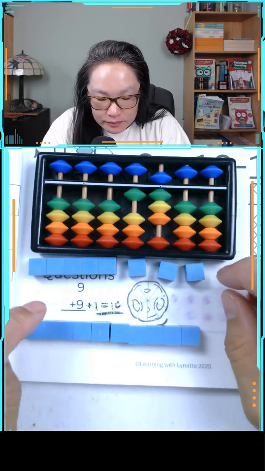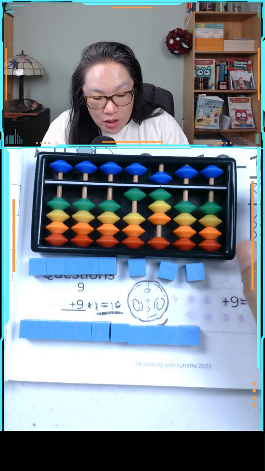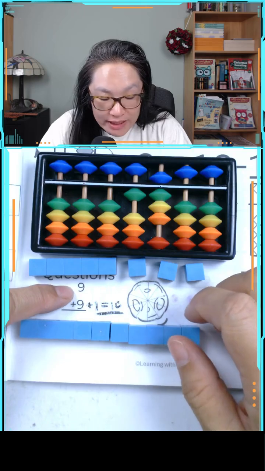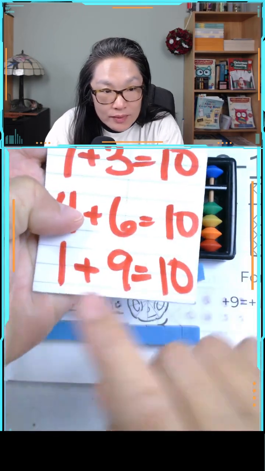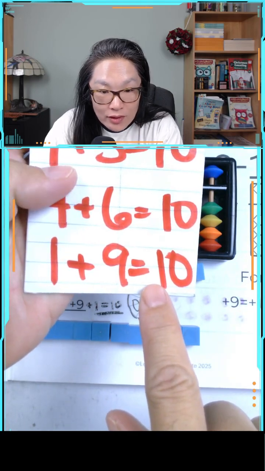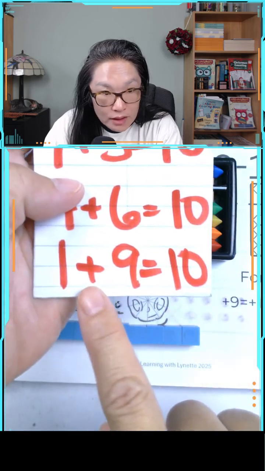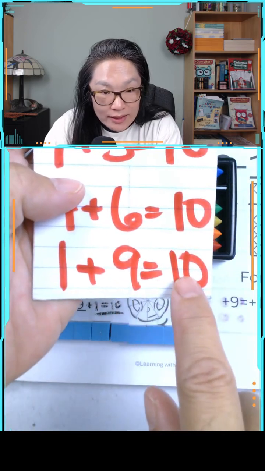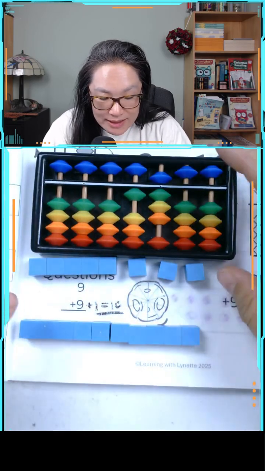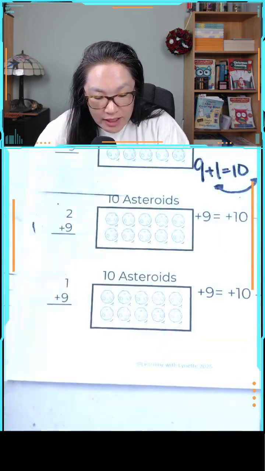Okay, so let's do it again. We don't need to memorize 9 plus 9. What we need to understand is the concept. 1 plus 9 is equal to 10. Remember this. We're not going to memorize 9 plus 9. So let's do it again.